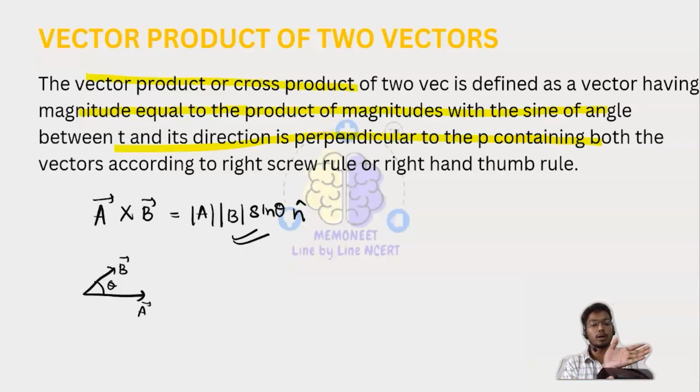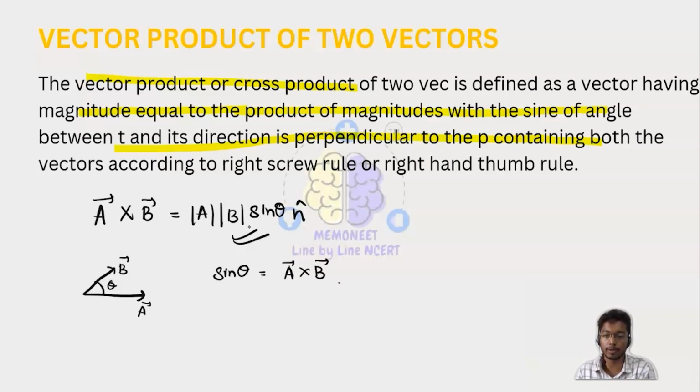So we put our fingers towards the a vector, then we curl our fingers towards the b, and the thumb will represent the vector product. Okay, we will find the sine theta. Sine theta is equal to a vector cross b vector upon a magnitude into b magnitude.